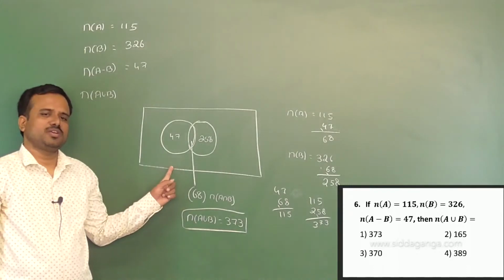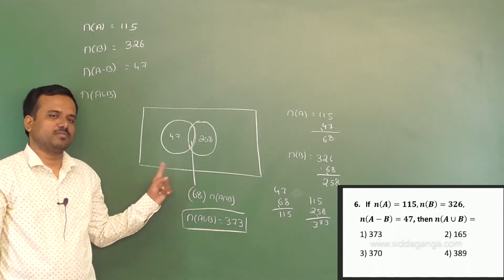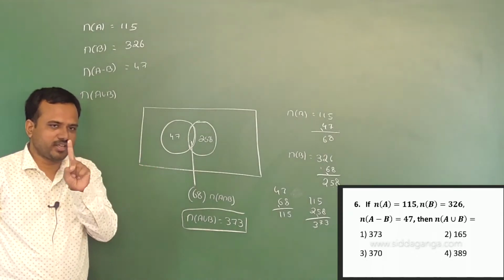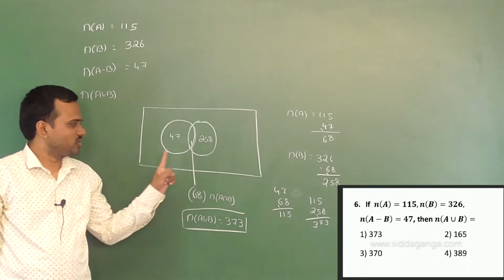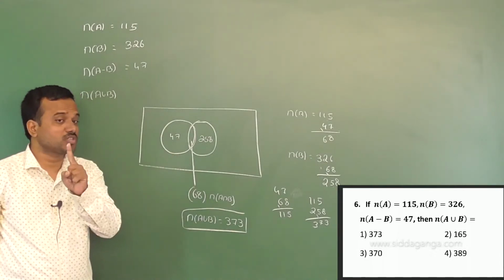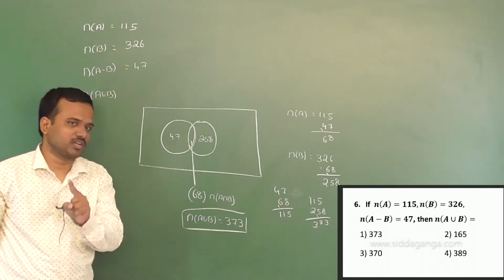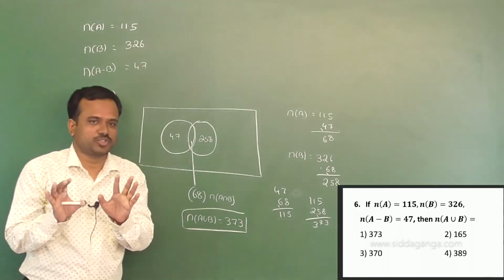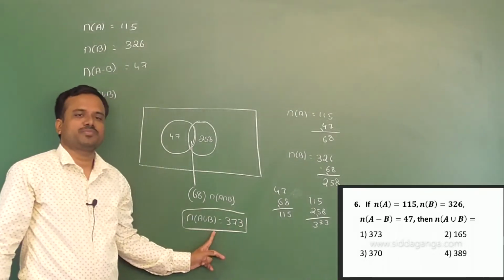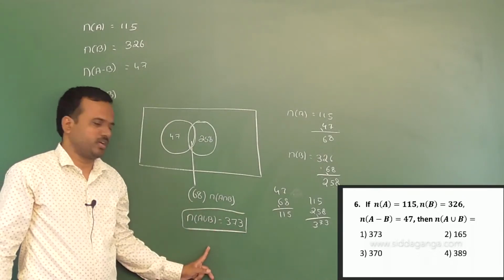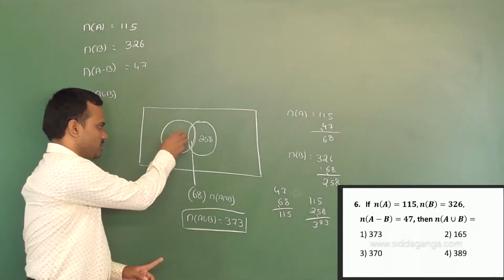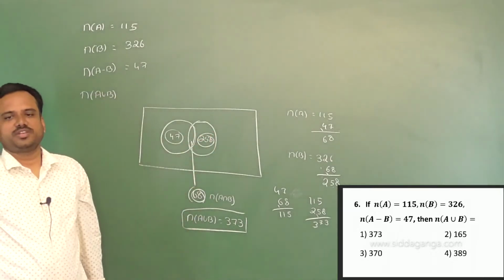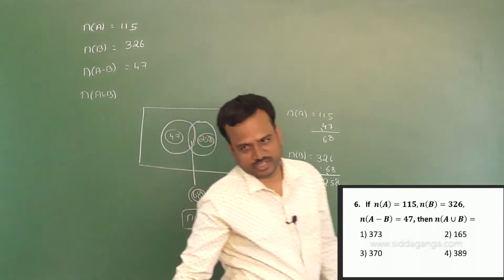So I solved it by using the Venn diagram. Understand? This is a very important concept. In the last theory class I solved one problem by writing only the answer, because this is a CET question and we want only the answer. That's why I followed the same method here. n(A union B) means this one plus this one plus this one. So the answer is 373, the first option. Next question.